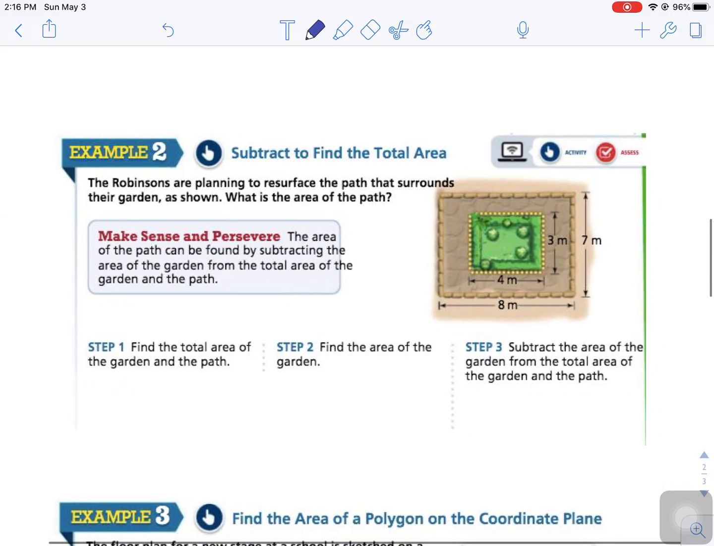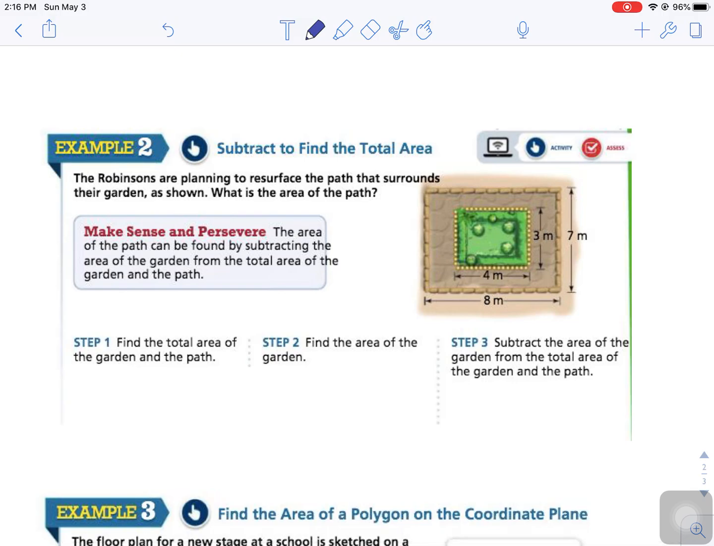All right, let's try another one. The Robinsons are planning to resurface the path that surrounds their garden as shown. What is the area of the path? So we want to find just this path area.